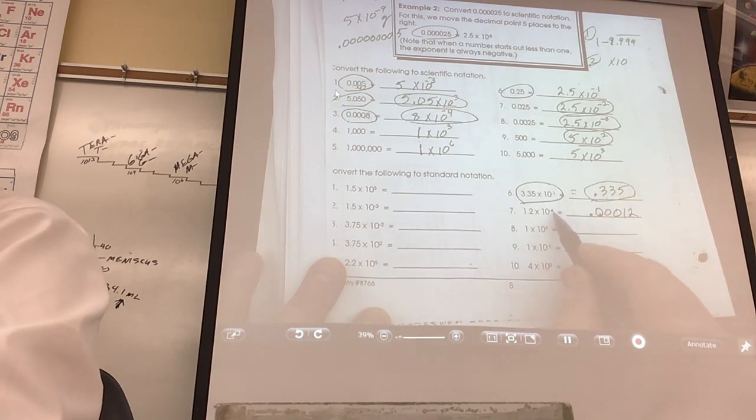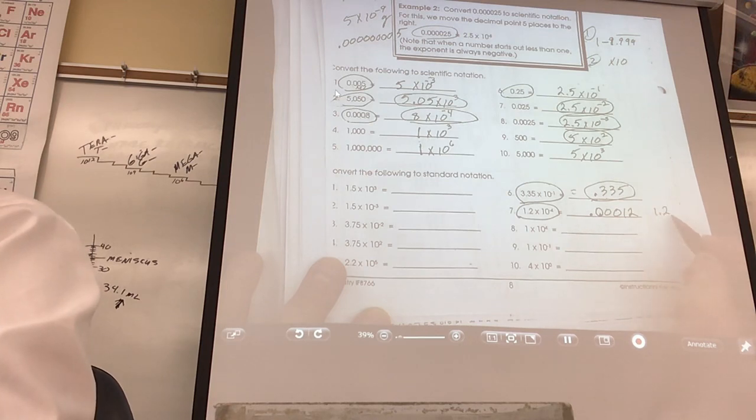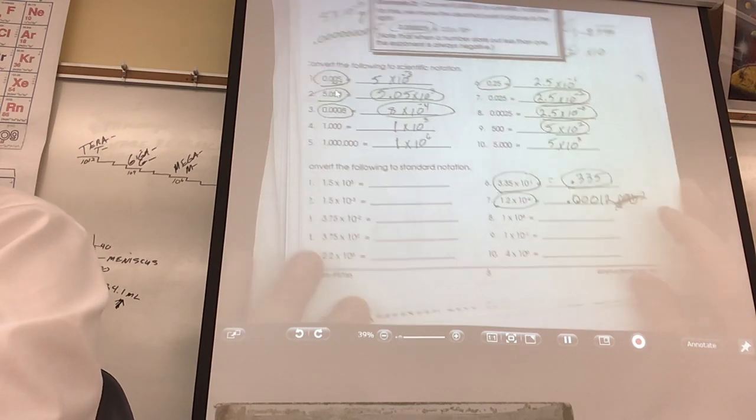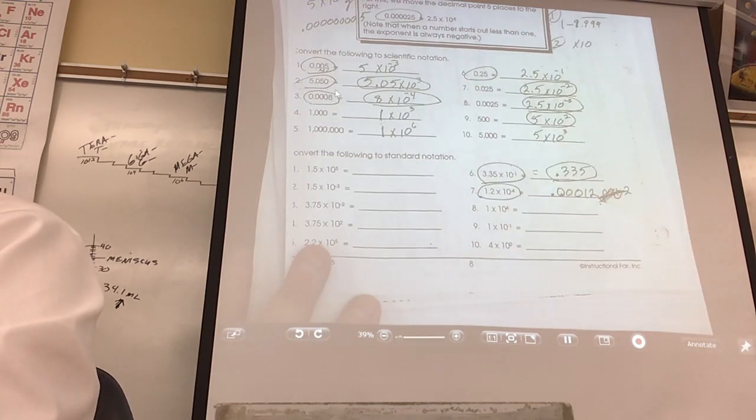Let's take a look. She had to move it 4 places, and when she gets done, what kind of number does she have to have? A decimal, right? So she starts with 1.2, and she has to move it 4 places to get a decimal. 1, 2, 3, 4. That's right. You did it right. Now, you know how you can double check? How do you double check your work? Let's put this into scientific notation. What do you get? 1.2 times 10 to the what? Negative what? Negative 4. Yeah.